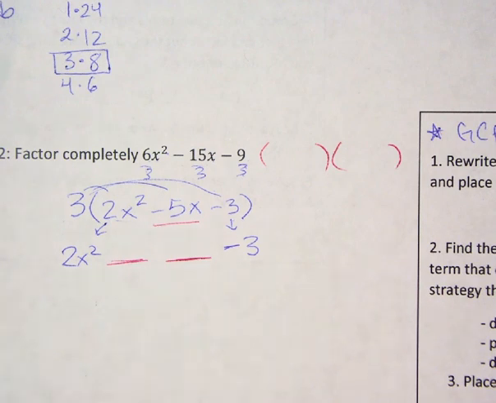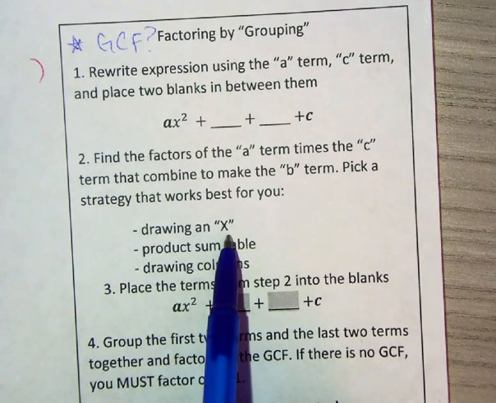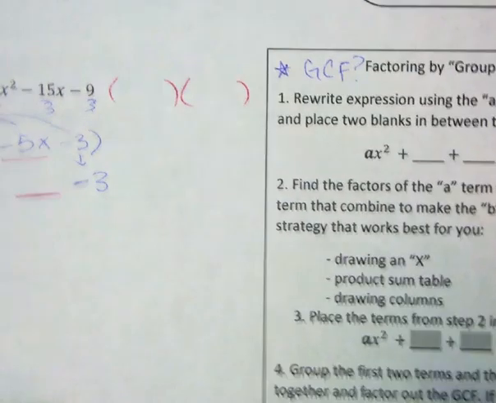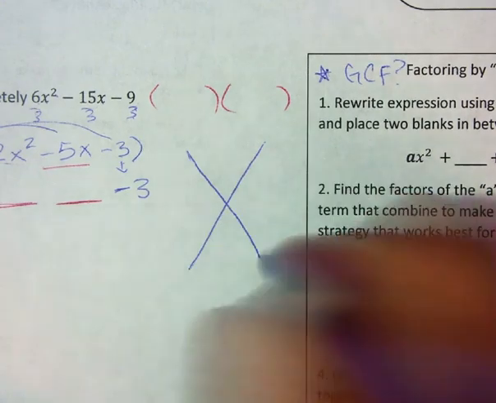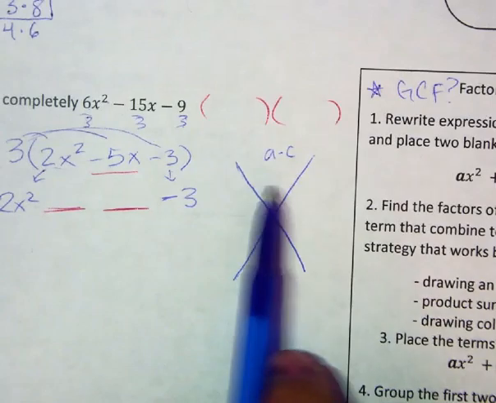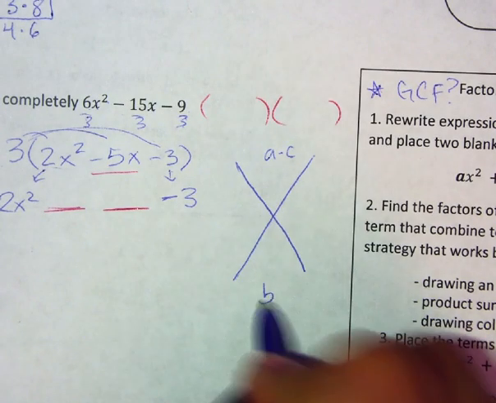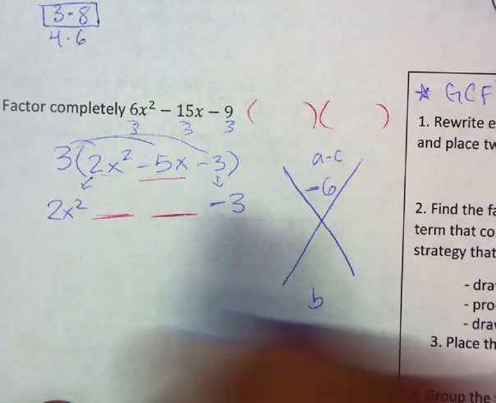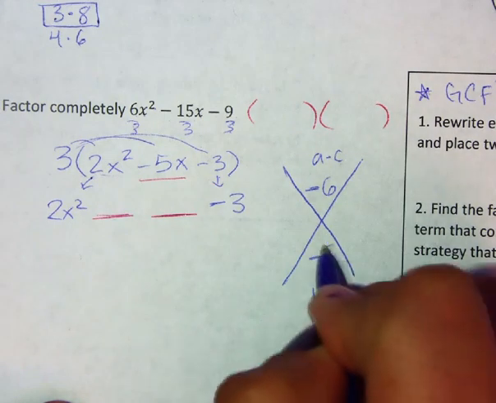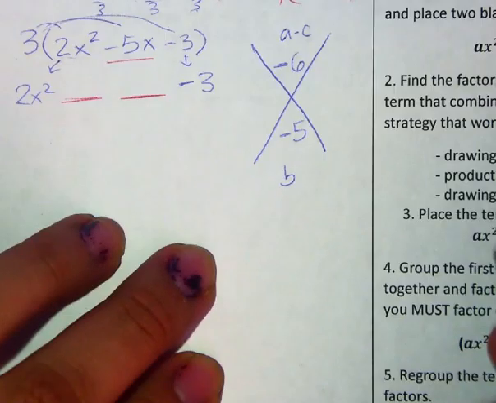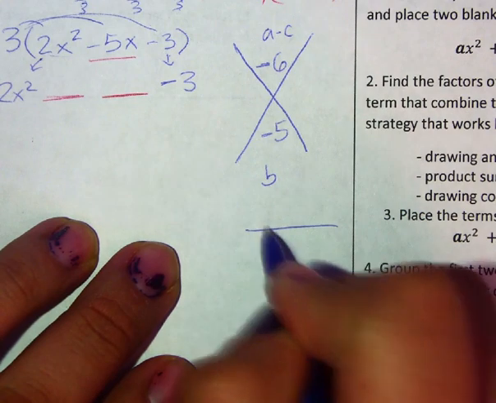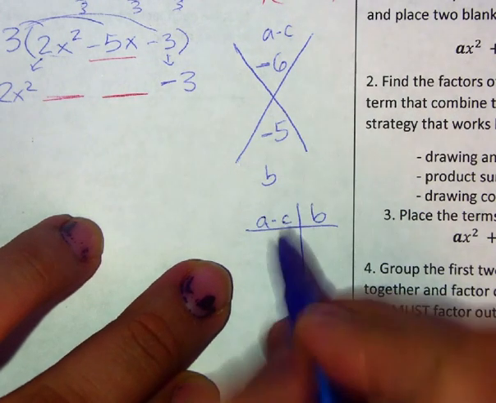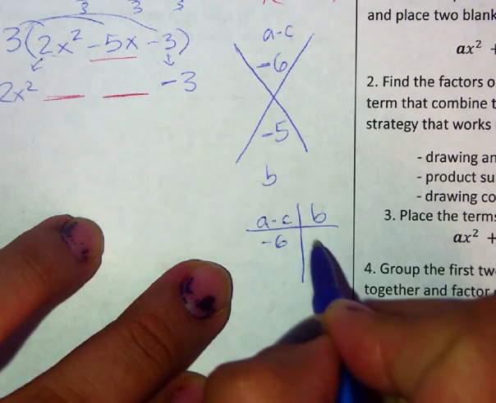So there's a lot of ways we can do this. We can either draw an X, create a table, a product sum table, we can draw columns. So an example will be the X again. You will multiply A times C to fill in the top part, and then B goes at the bottom. A times C is 2 times negative 3, which is negative 6. And then negative 5 goes in the bottom. The other method will be to draw a little table that has the A times C on one side and then the B value here. A times C we said was negative 6. B value is negative 5.